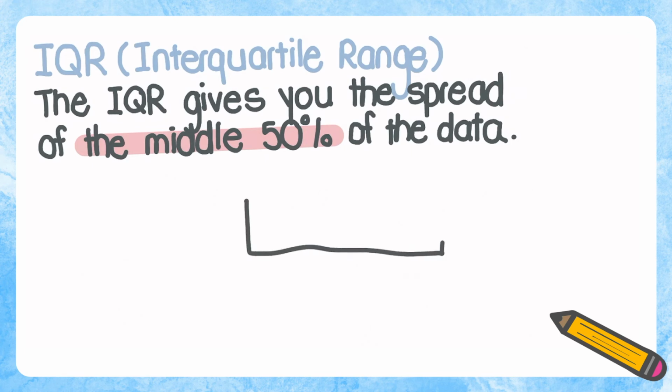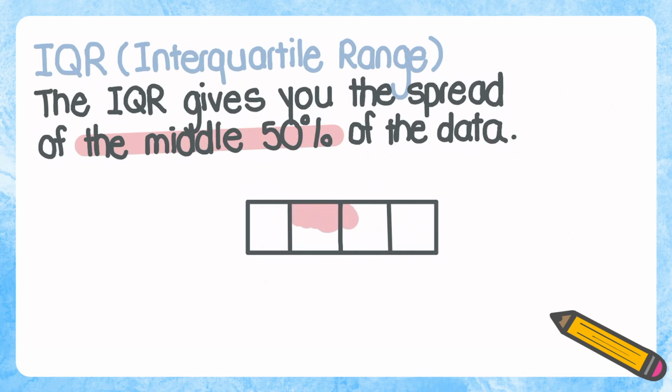So again, let me draw that quartile box from earlier, split into quarters. So the IQR focuses on this colored region, the shaded region of your data. So it talks about the middle 50% of your data, and this is where the first and third quartiles, Q1 and Q3, are going to play a role.